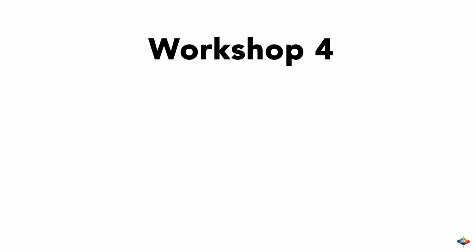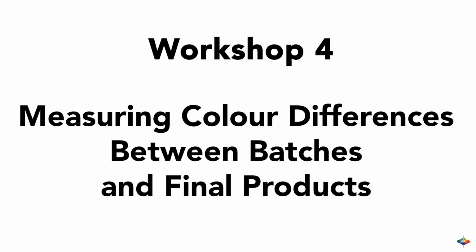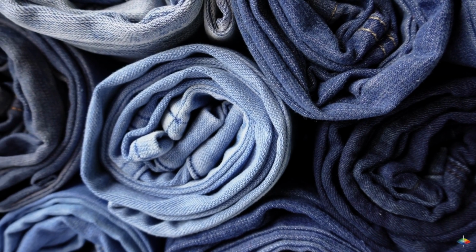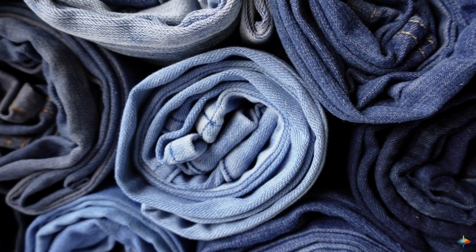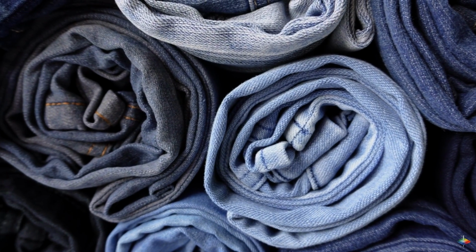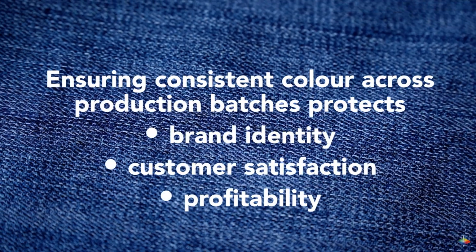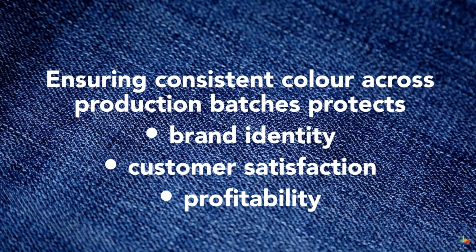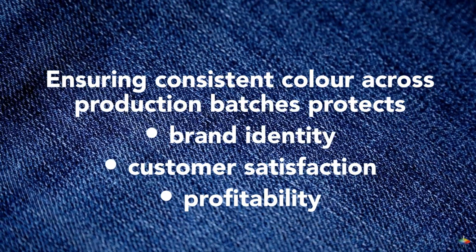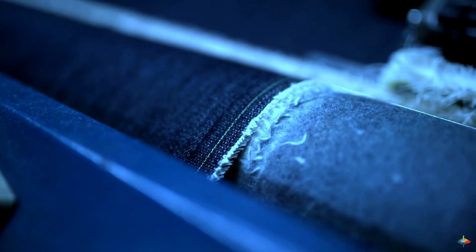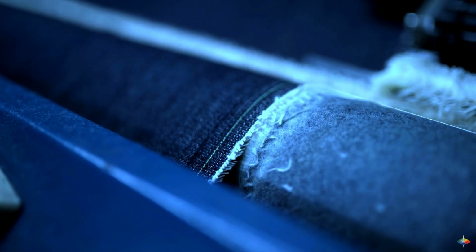Workshop 4. Measuring color differences between batches and final products. Why color difference matters. Welcome to this session on measuring color differences, a critical quality control task in the textile and manufacturing industries. Ensuring consistent color across production batches protects brand identity, customer satisfaction, and profitability. In this session, we're focusing on both inter-batch color difference and how it relates to the final product.